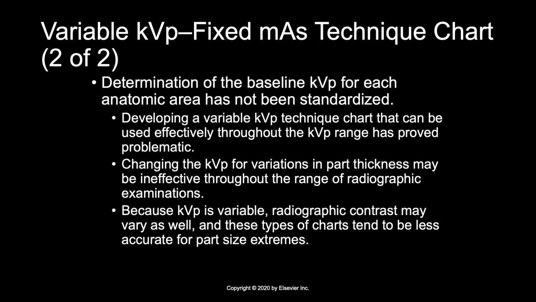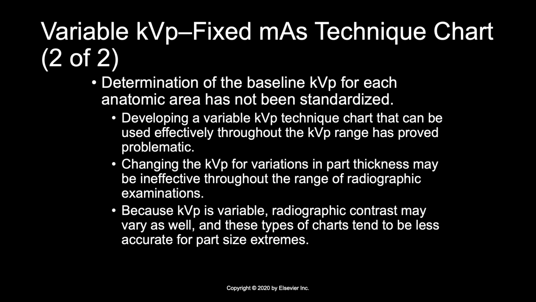The baselines can be determined by doing experiments with phantoms. And the phantoms are equivalent to a patient composition of tissues and muscles and bones. So that can give us our baseline.